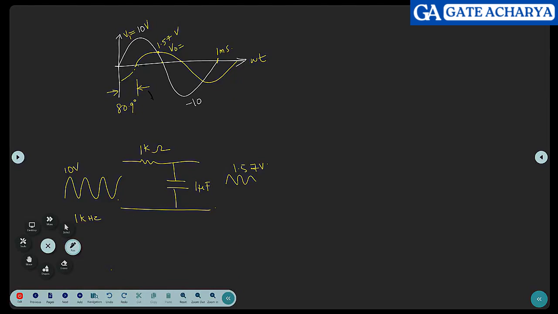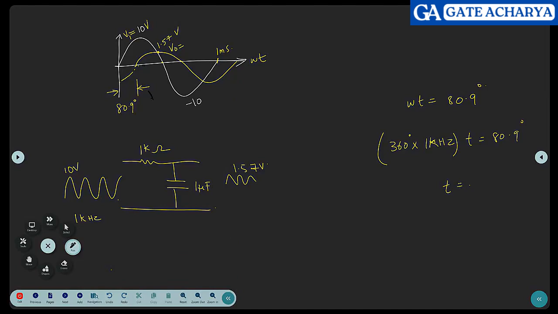So to be more specific, if I ask you time, how will you find time? Omega t is 80.9 degrees. Then omega is what? 360 degrees into 1 millisecond. Sorry, F, right? 1 kilohertz into time. So what will be time? So you have to find exactly.